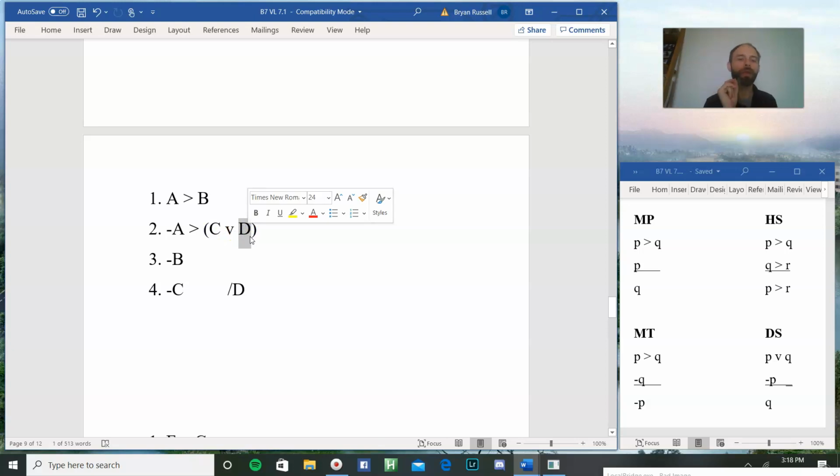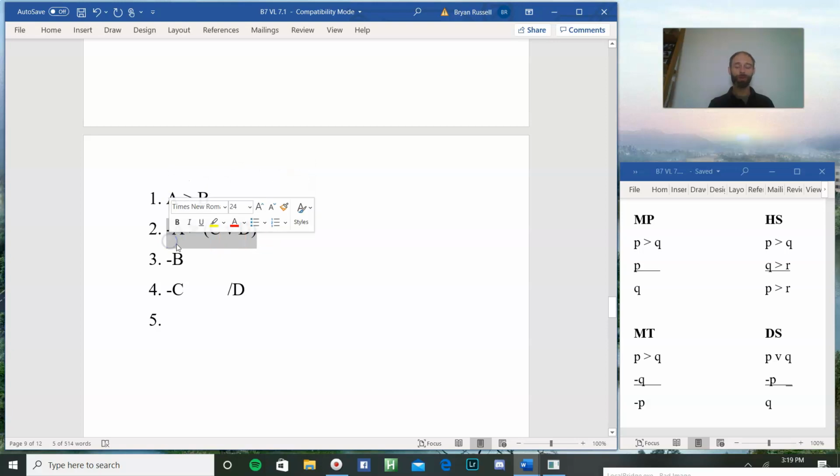And if that didn't make any sense, the way you do this is you look for two lines that go together and you just start doing stuff. So let's do that method. Let's look at line 1 and line 2. Do they go together? Well, they're both horseshoes. The rule that we would use for horseshoes being the main operator is hypothetical syllogism, but we would need an antecedent and a consequent to be the same. Here we have A, B, tilde A, C or D. None of that's the same, so we can't use HS.